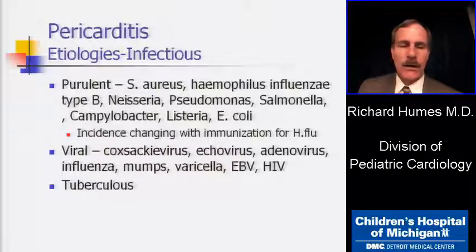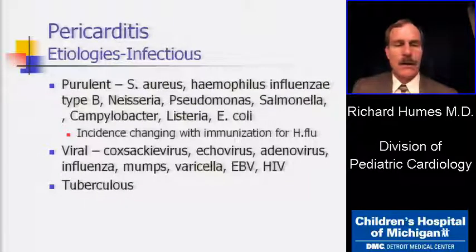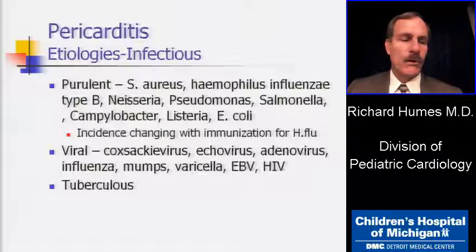Pericarditis, again, is an interesting disease. There are two basic types of pericarditis. There is purulent pericarditis and viral pericarditis. There's also, I guess, a third in tuberculous pericarditis. The purulent pericarditis will include Staph aureus and Haemophilus influenzae.